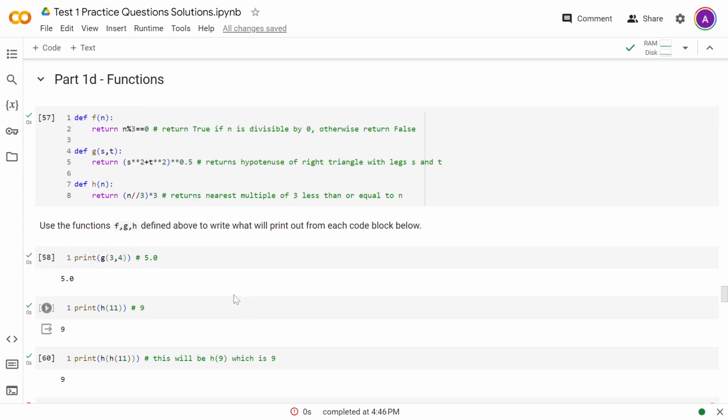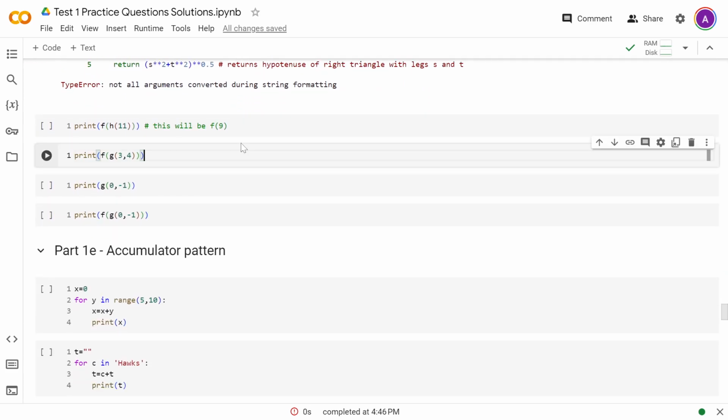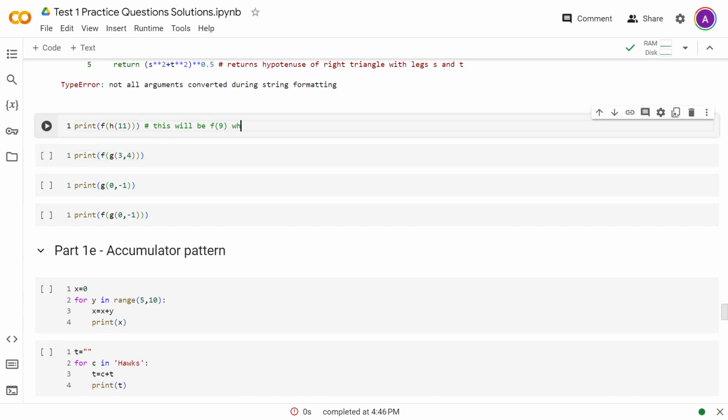So what is f of 9? Looking back up here, we're checking what is the remainder after division of 9 by 3. So we do 9 divided by 3, we get the remainder of 0. So that remainder of 0 is equal to 0. So this is going to return true. Okay, so this will be true.